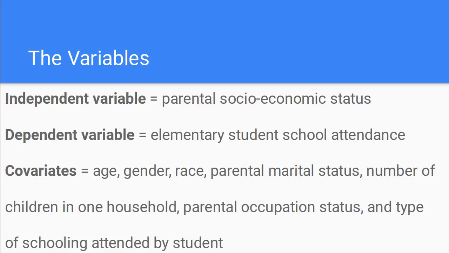So the variables are, first, the independent variable, the parental socioeconomic status, which is measured by a parent's education level, their income, as far as how many kids are in the house, and things like that. Next is the dependent variable, which is elementary school children's school attendance. So just how often they're going to school. Covariates are variables that can skew data if we're not truly accounting for them. So points that I want to look at but aren't examining closely are age, gender, race, parental marital status, number of children in the household, parental occupation status, and type of schooling attended by the student, such as public versus private.